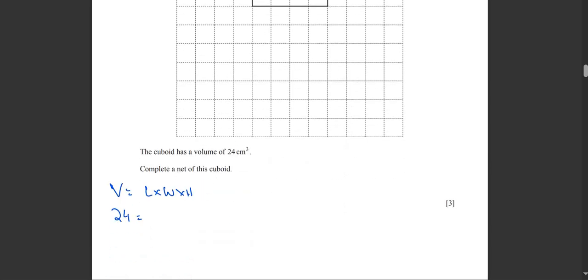Look, 1, 2, 3, 4. So the length is 4, multiplied by width. Width is how much? 1, 2, 3. Width is 3, and height we will find. So 24 is equal to 12 multiplied by height. Height is equal to 24 divided by 12. Height is equal to 2, guys.